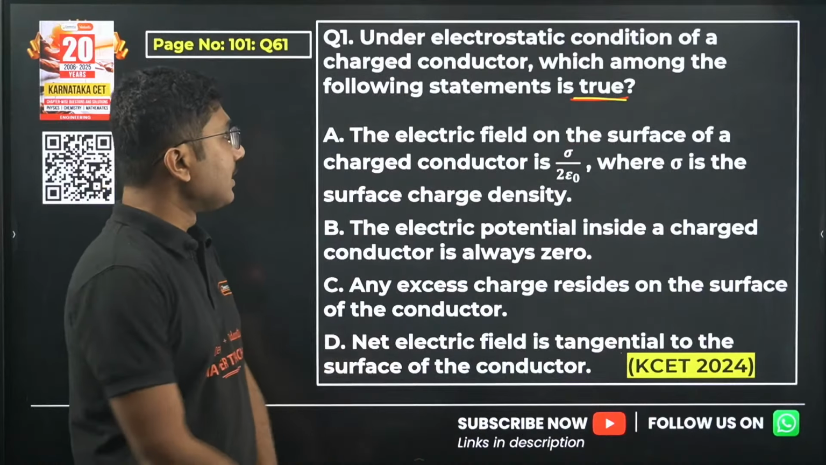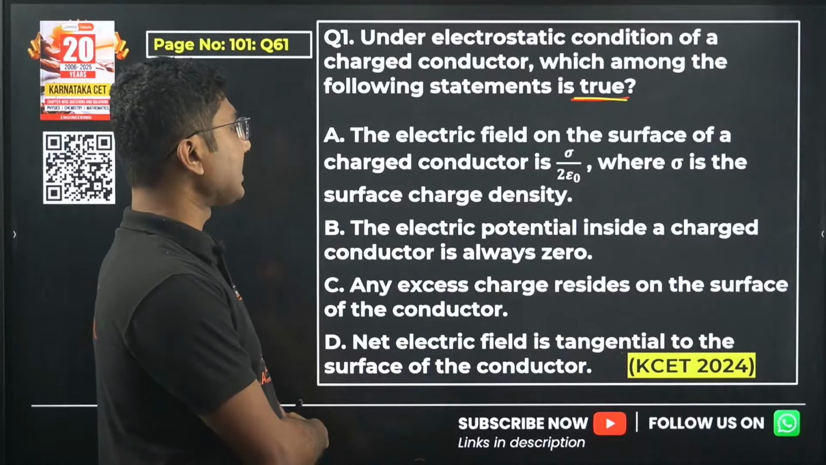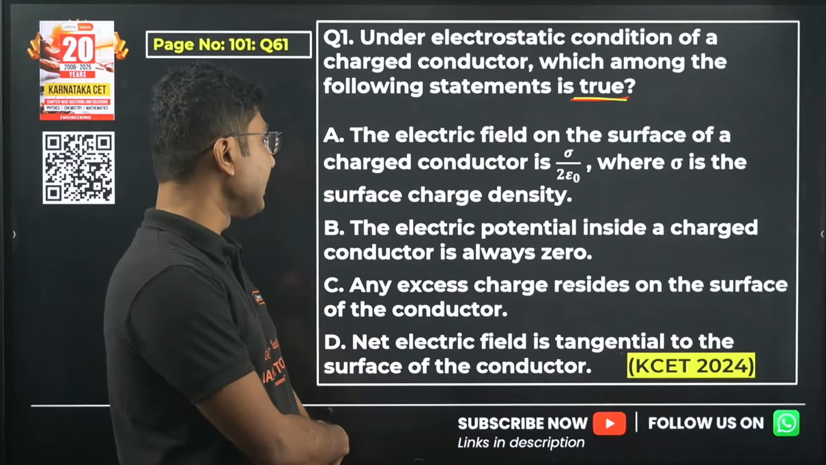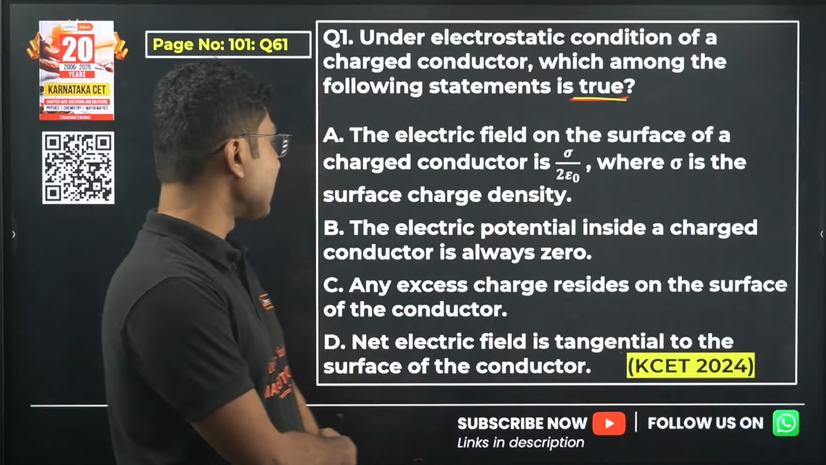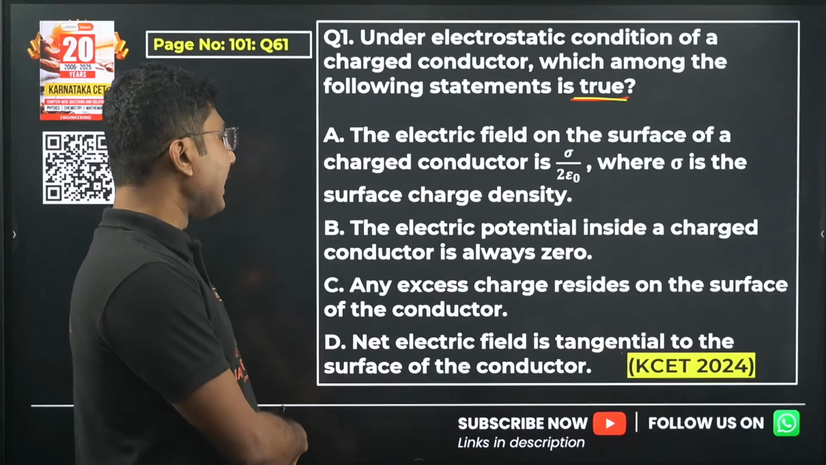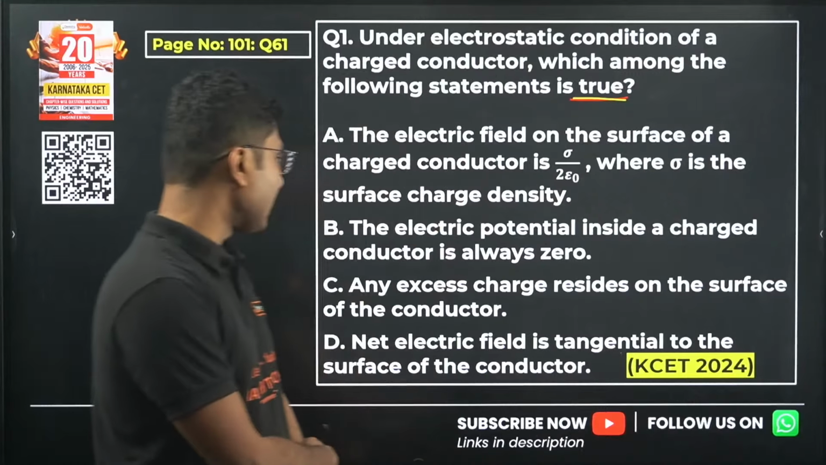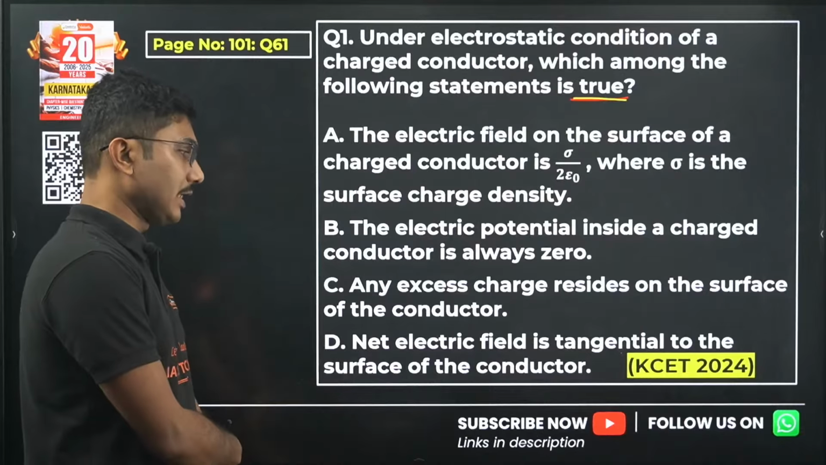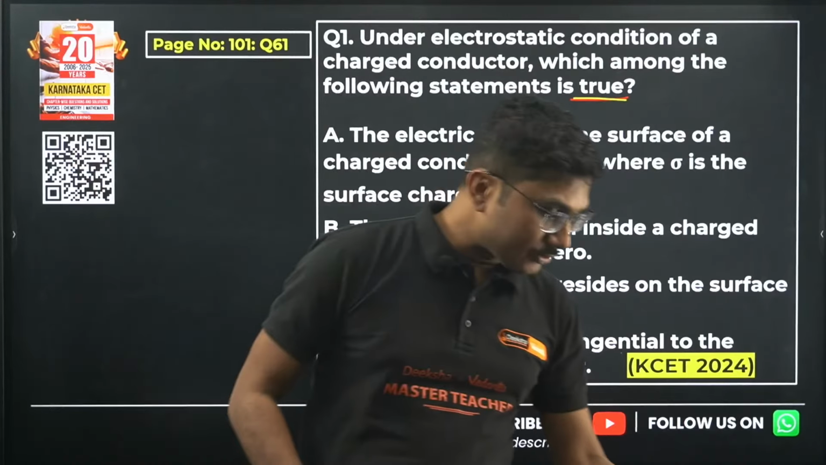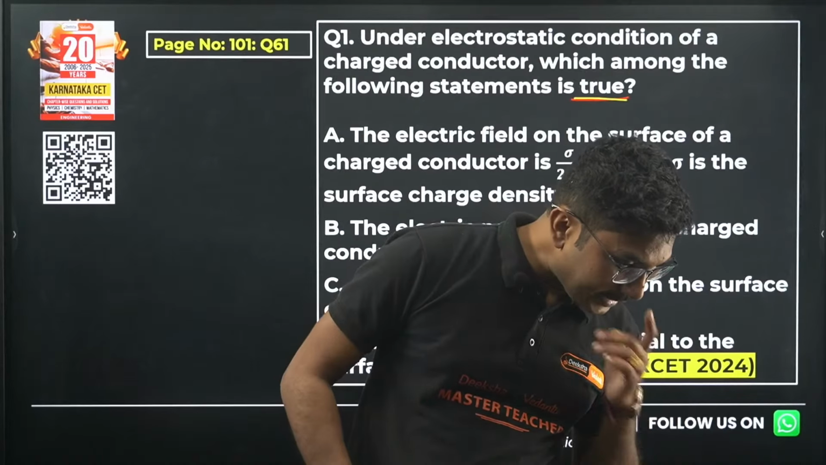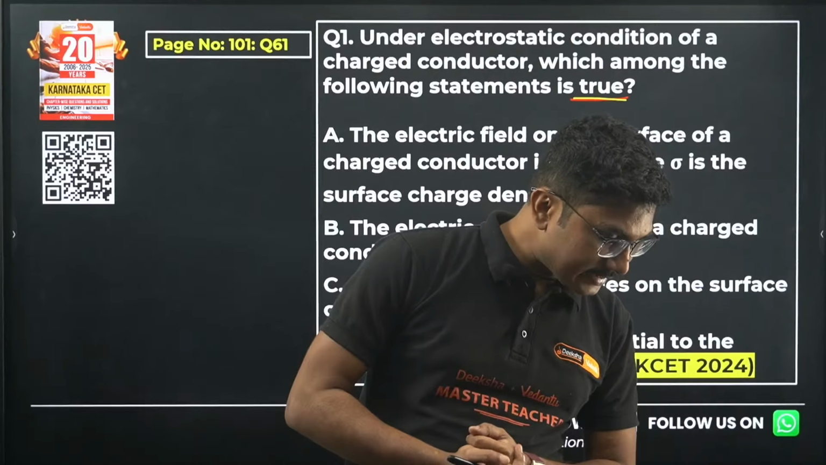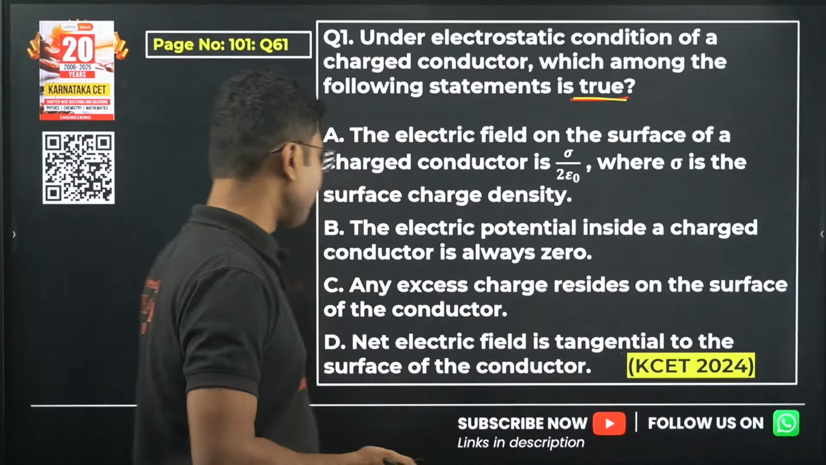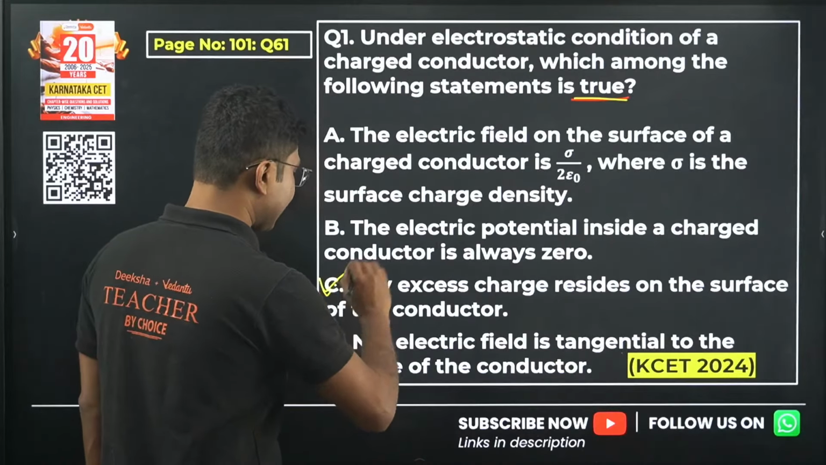Let's see the options. The electric field on the surface of a charged conductor is sigma by 2 epsilon naught, where sigma is the surface charge density. The electric potential inside a charged conductor is always 0. Any excess charge resides on the surface of the conductor. Net electric field is tangential to the surface of the conductor. Now let's see which option is correct. Madhvi is saying option C, Manjunath option C, Alan is saying C, Vinod is also saying C. So any excess charge resides on the surface of the conductor. Yes, this is the only correct statement.